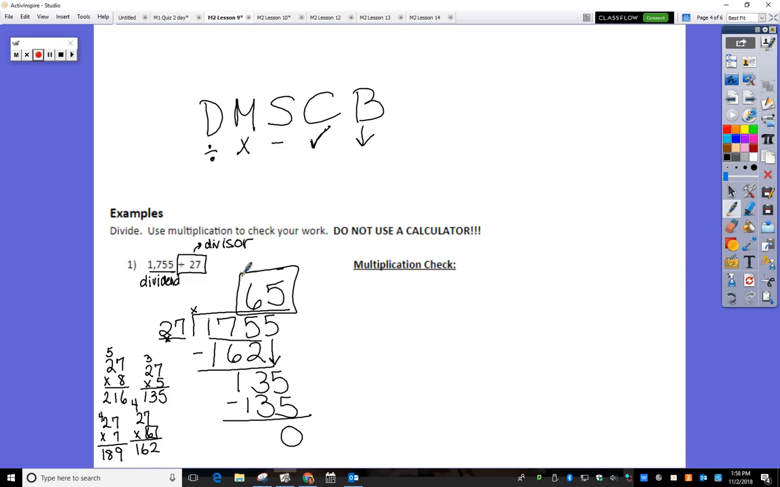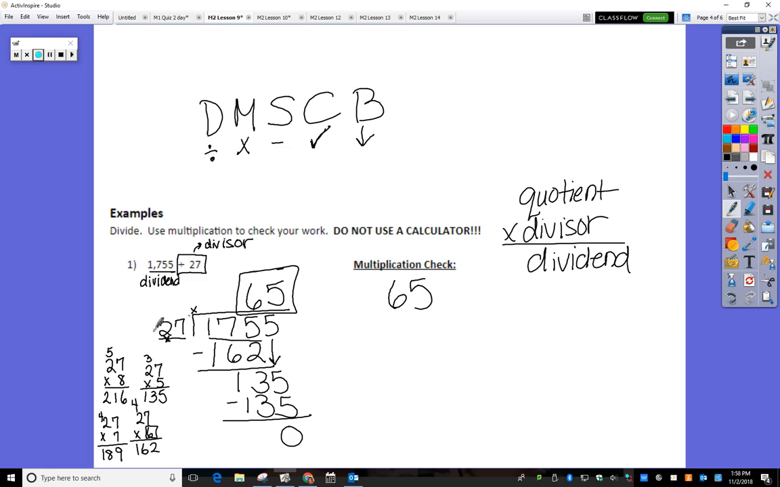You can check division with multiplication, and I highly recommend doing that. To check it, if you take your quotient and multiply it by your divisor, your answer should be the dividend. So in this case, I'm going to take my 65, multiply it by my 27, or my divisor, and I should wind up with my dividend if I divided correctly and now multiplied correctly.